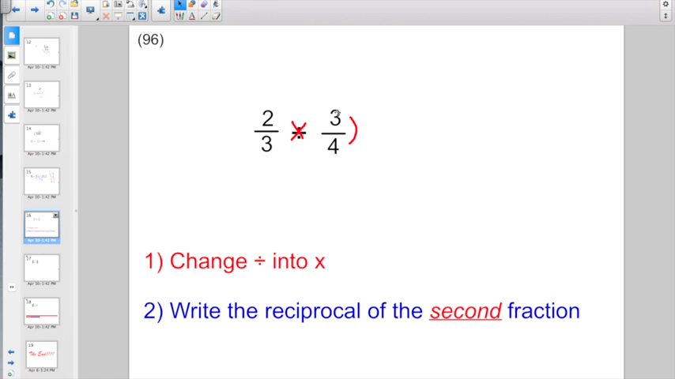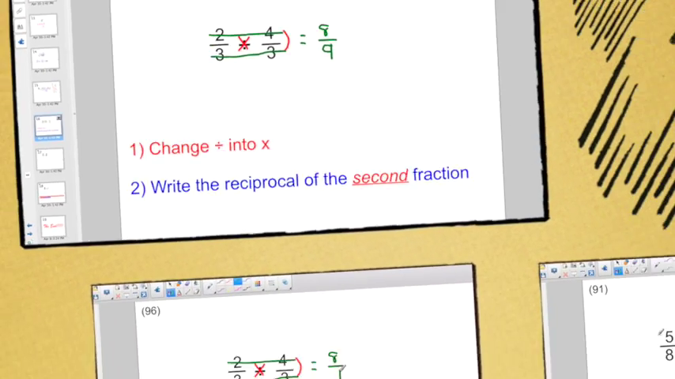Only the second fraction. So if you start off with divided by 3/4, you want to go and flip those digits around. Instead of 3 over 4, you want to multiply it by 4 over 3, correct? So now let's go ahead and multiply numerator times numerator. 2 times 4, that's going to give us 8. And then denominator times denominator. 3 times 3, that would give us 9 for a grand total of 8/9.